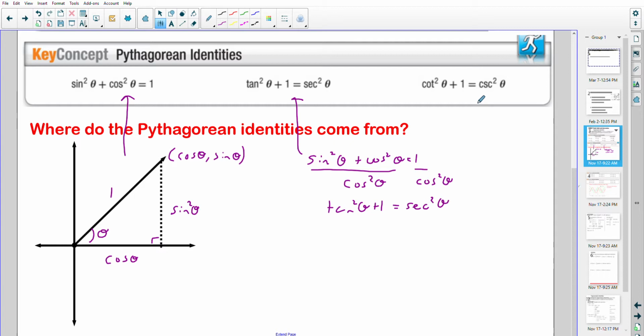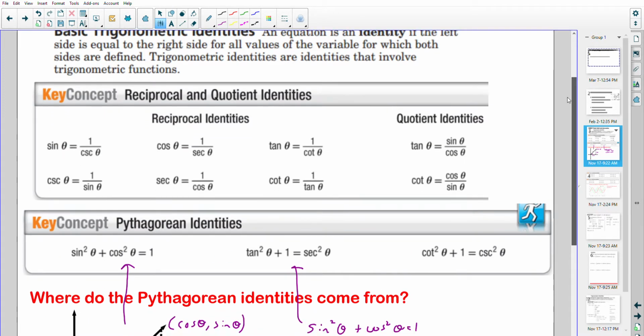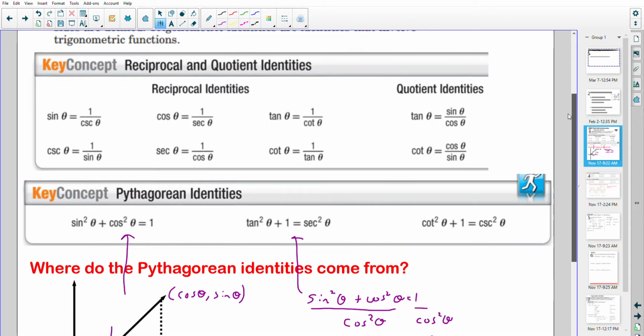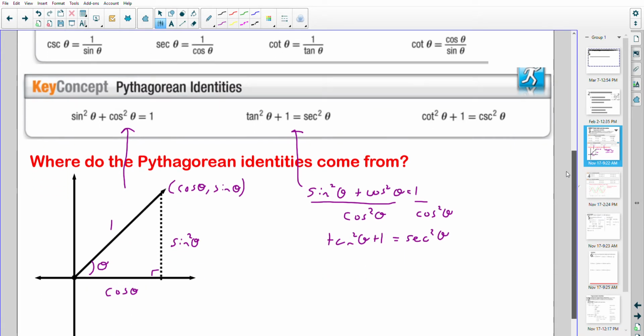And you can do the same thing for the third identity and divide by the sine squared of theta on both sides. It's your choice, but what I usually do is just know the first one, and then I do a quick division to get the other two, because these can be easily confused going forward. So that's a little bit of a summary on a review of the basic identities, such as the reciprocal and quotient identities, and introducing the Pythagorean identities.